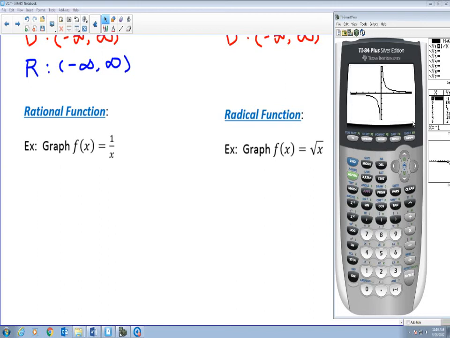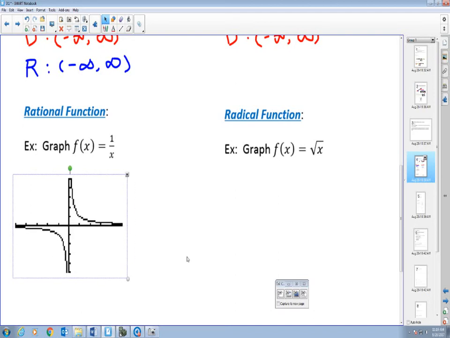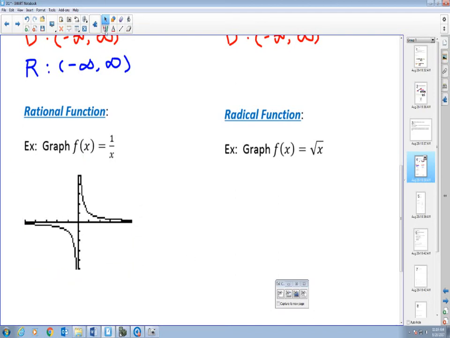All right, so this is what the rational function looks like. The most basic one. So if you're thinking about domain, okay, this side keeps on going to the right. I know this side keeps on going up. The other side keeps on going to the left, and this part goes down.